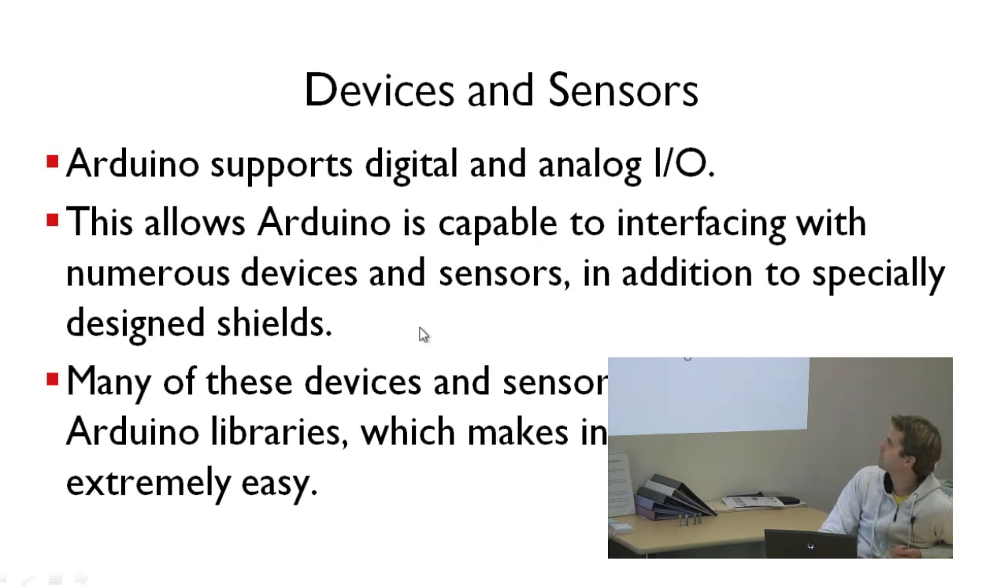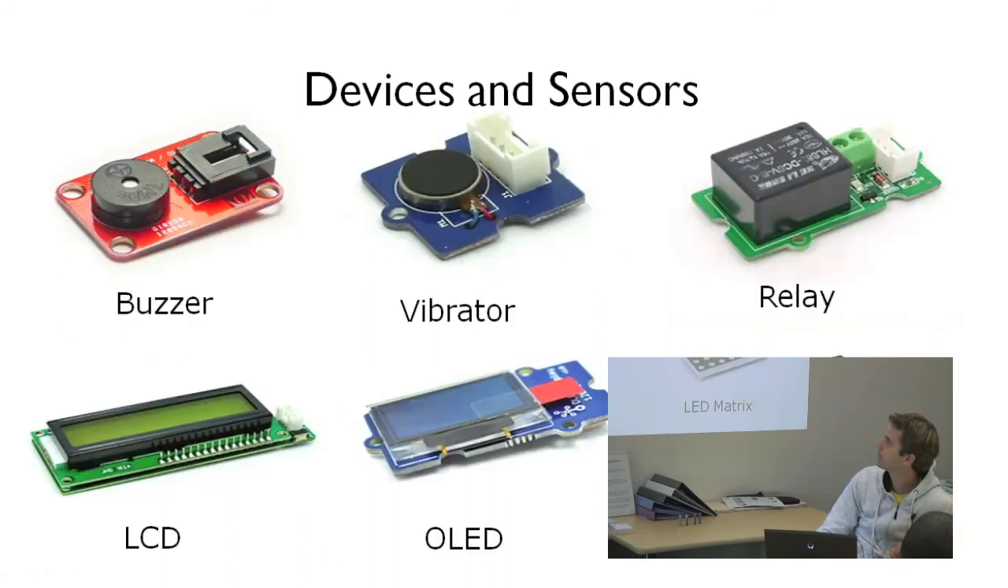So Arduino supports digital and analog I/O. Means it's capable of interfacing with numerous devices and sensors in addition to the specially designed shield. So you could use a shield to do something you wanted, or you could just go out and buy something from Dick Smith or JCar and start using that anyway. And a lot of these devices already have Arduino libraries, which makes interfacing with them simple. So you'd use buzzers, vibrators, relays, LED matrices, OLEDs, LCDs. I actually bought an LCD off Deal Extreme.